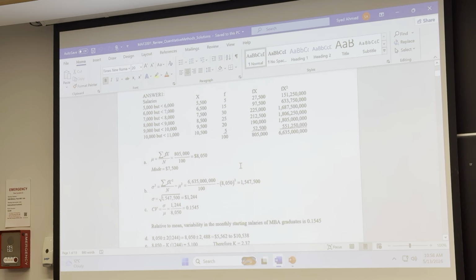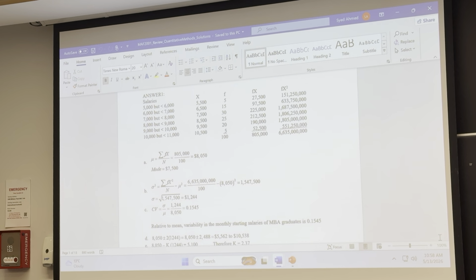This will give you, like, you can try that. They both are going to be exactly same answer. So let's say this is your exercise for home, okay? Try this one and that answer is going to be exactly same as this. Now standard deviation is 1244. Coefficient of variation is 0.1545. We talked about all these things earlier, okay? So 0.1545.